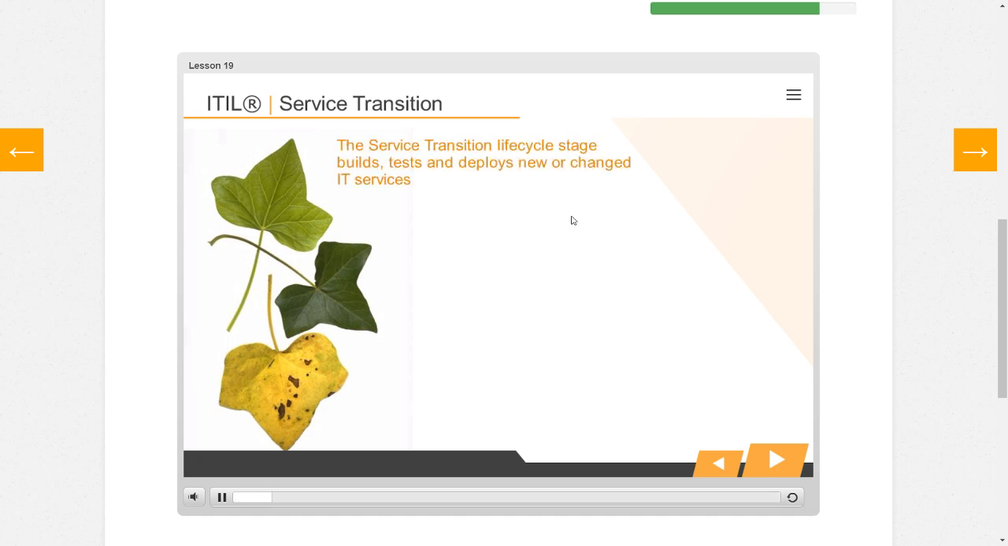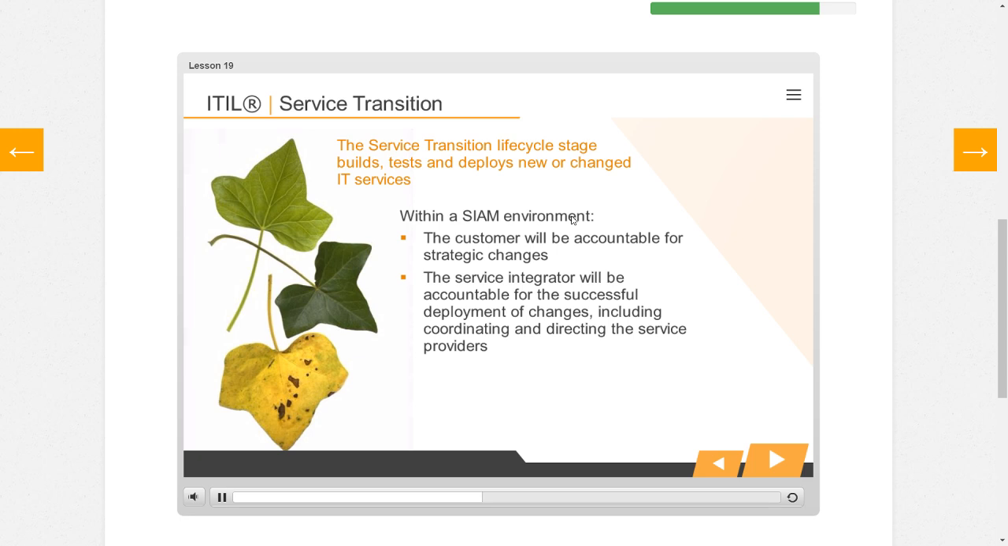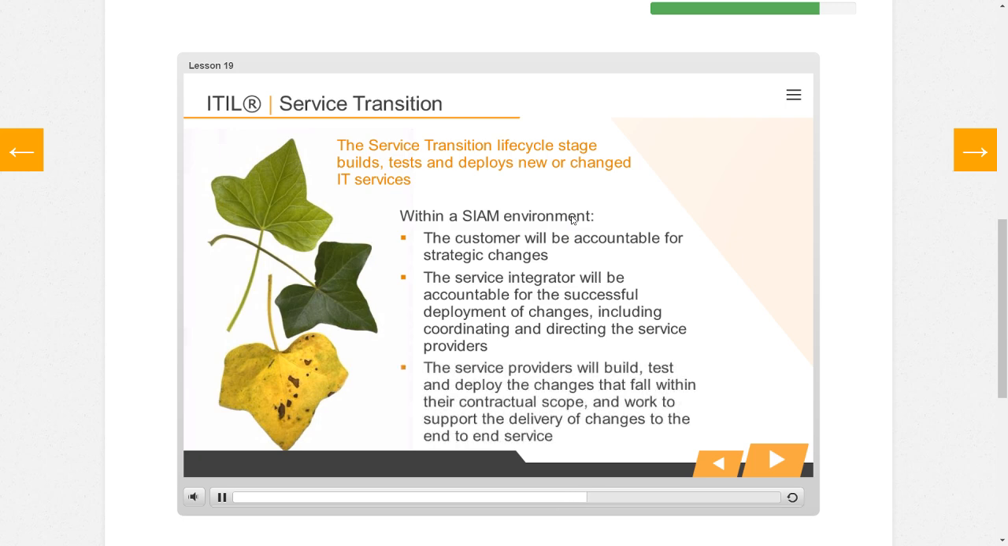The service transition lifecycle stage builds, tests, and deploys new or changed IT services. Within a SIAM environment, the customer will be accountable for strategic changes. The service integrator will be accountable for the successful deployment of changes, including coordinating and directing the service providers. The service providers will build, test, and deploy the changes that fall within their contractual scope, and work with other service providers and the service integrator to support the delivery of changes to the end-to-end service.